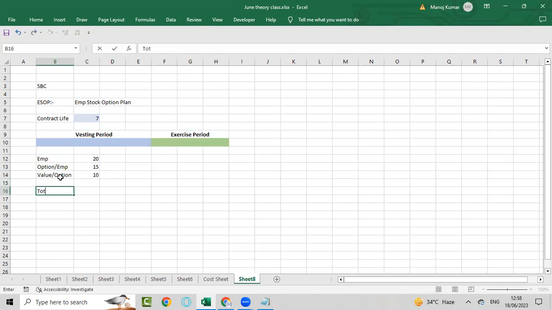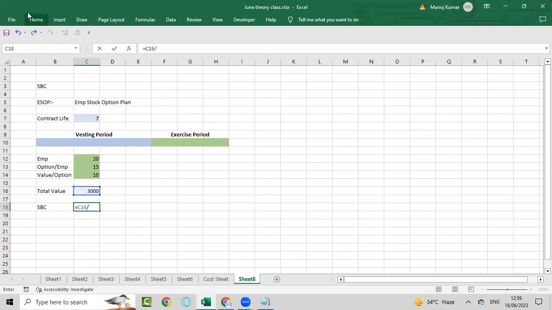So what is the total value? Look, total employees into options per employee. So these are the number of options. So what will be the value into 10? So this is the total value. Now, what will be stock-based compensation?